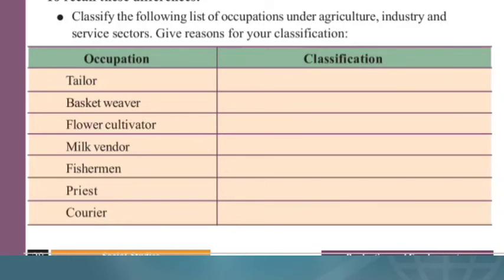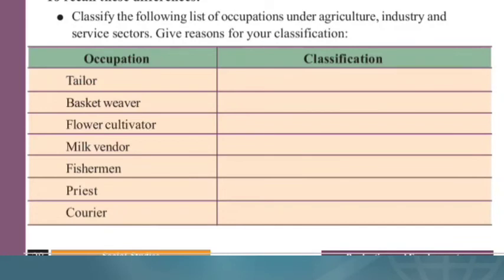Milk vendor. Vendor means bringing some milk, is giving service, so belong to that service sector. Fisherman, collecting some fish from ocean or any. So in that, which one is main? Nature dominant there, means fishermen belong to primary.